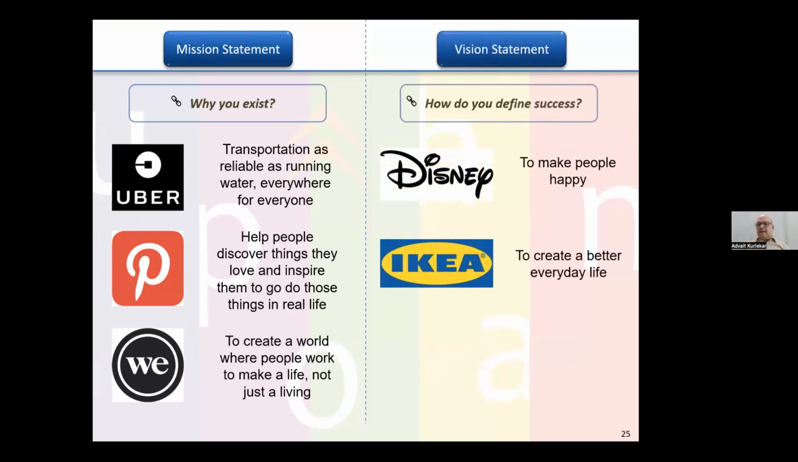And these are some of the other well-known examples, not necessarily startups this time: Disney, IKEA, and Oxfam, in terms of how they have very crisply and clearly articulated their vision statements in terms of definition of success. Again, I'm not saying these are the best examples. I'm just sharing some examples from the startup world as well as from the established business world, just to give you an idea of what mission and vision statements would mean.